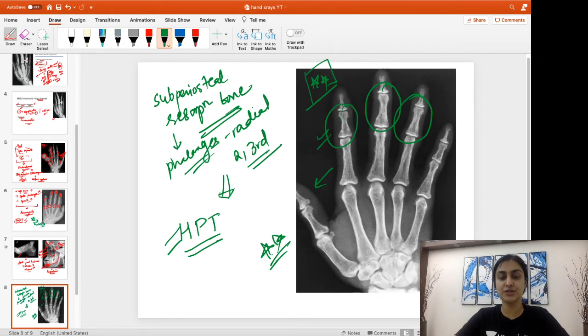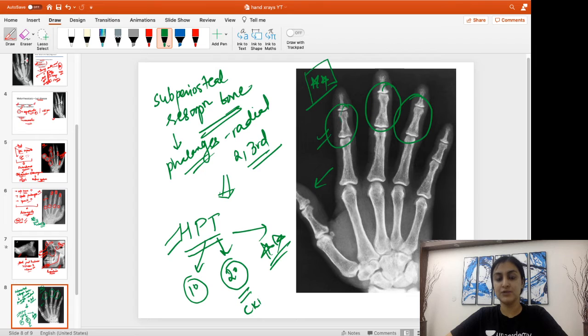So again, just to consolidate, what are the other findings of hyperparathyroidism? So remember, hyperparathyroidism can be of three types. It can be primary HPT if it's because of a parathyroid adenoma, which is producing more parathormone. It can be secondary because of CKD. So you have CKD because of which your calcium levels undergo depletion, which results in secondary activation of parathyroid, and this is called secondary hyperparathyroidism.